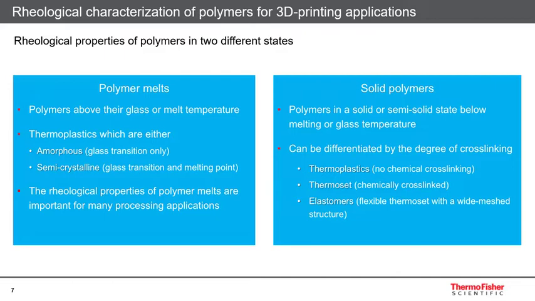A semicrystalline polymer, on the other hand, exhibits both a glass transition, where the material transfers into a rubber elastic state first, and then, at even higher temperatures, an additional melting temperature, where all the crystalline domains will disappear and the material converts into a molten fluid. The rheological properties of polymer melts are important for many processing applications, and that also includes polymer-based 3D printing applications.